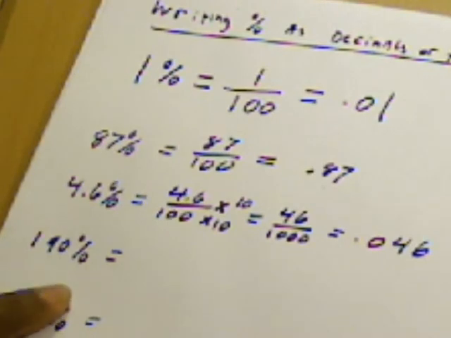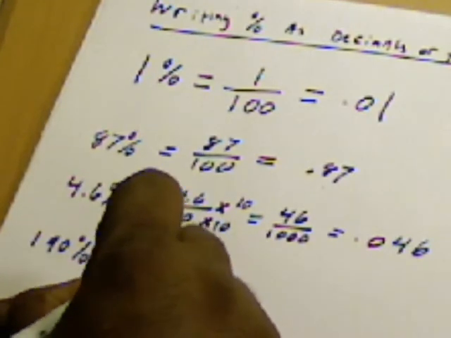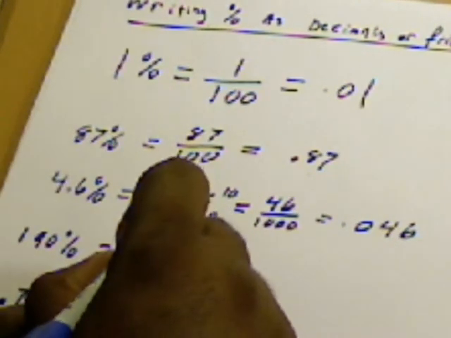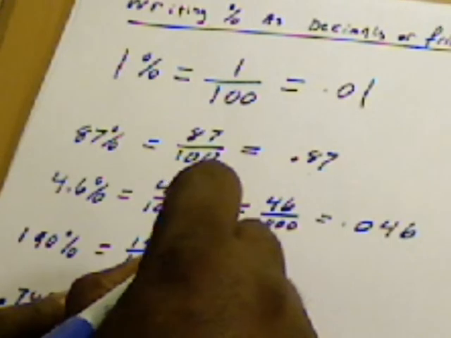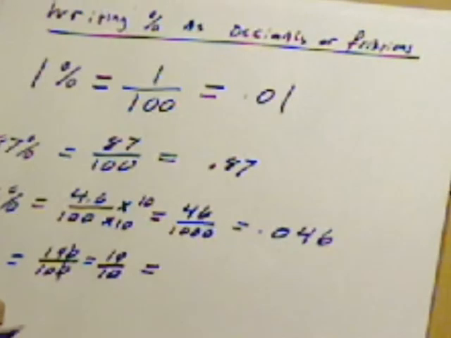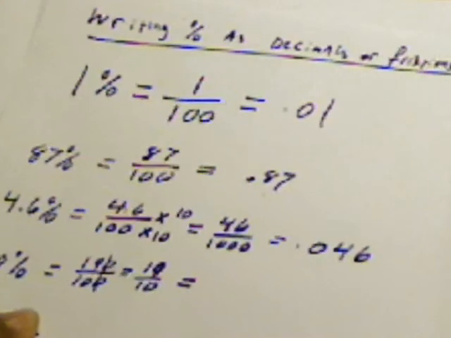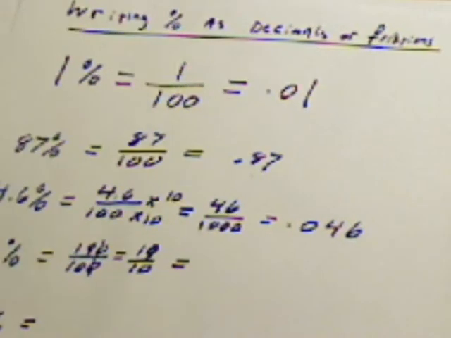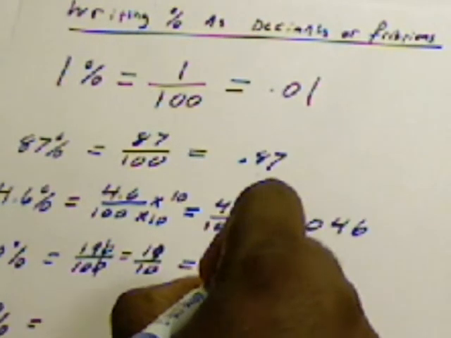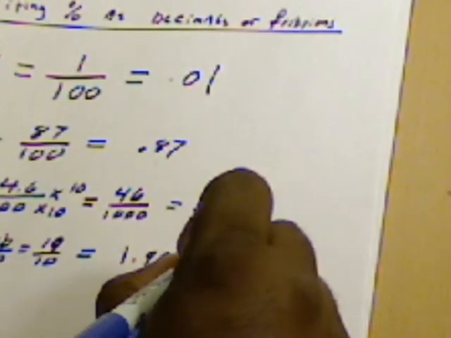190% is going to be what as a fraction? 190 over 100. You guys guessed it. And if we wanted to reduce this to the lowest form, that's going to be 19 over 10. 19 over 10, can you guys see that? 19 over 10 as a decimal, if the decimal's here, we're going to move it over 2 places. 1.90, which is exactly the same as 1.9.